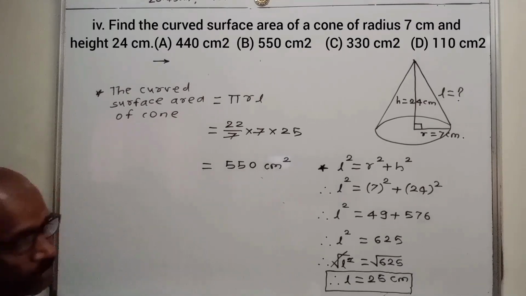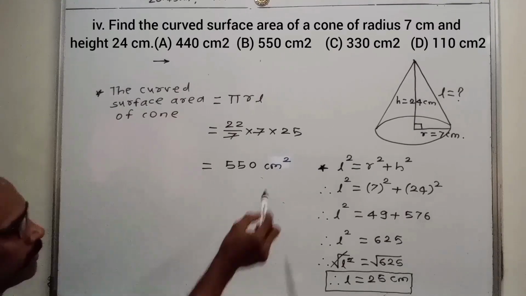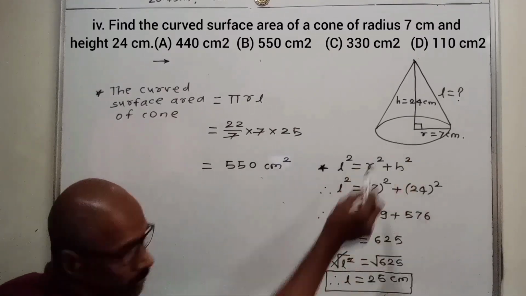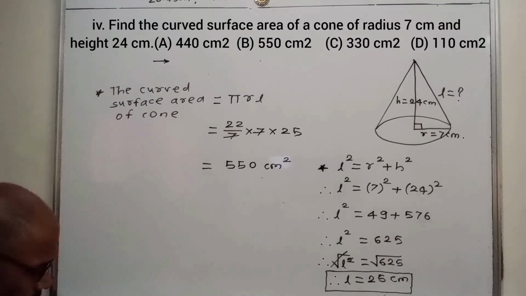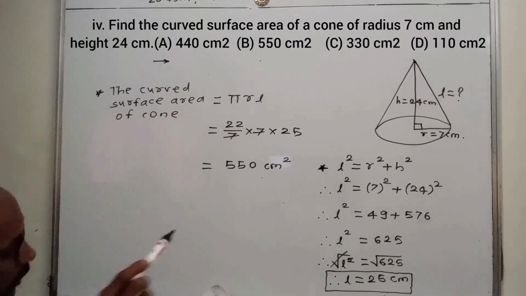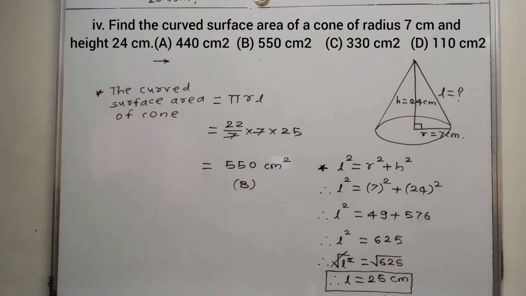When we write area, then square unit means centimeter square or square centimeter, meter square, kilometer square, like that. Here our unit is centimeter, so we write centimeter square or square centimeter, and our option is B.